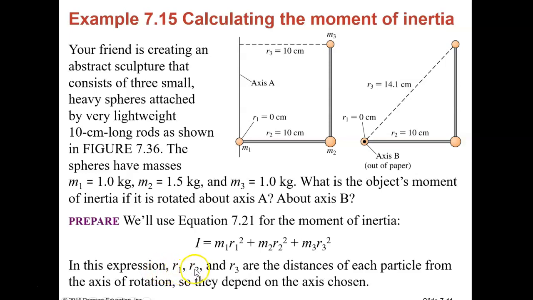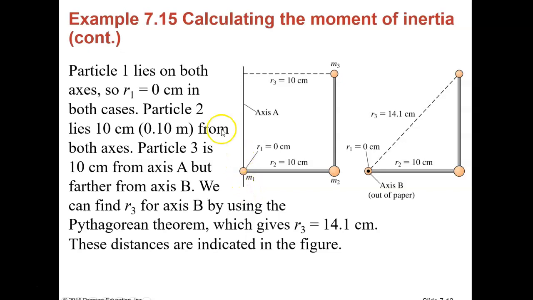Again, in this expression R1, R2, and R3 are the distance of each particle from the axis of rotation. So that R is dependent on what's rotating. Particle 1 lies on both axes, so R is 0. Particle 2 lies 10 centimeters from both axes, so they're both 10. Particle 3 is different, because particle 3 lies 10 centimeters from this axis, since this is the one rotating, but it's not 10 centimeters from point B. We've got to do some Pythagorean theorem to figure out where it lies.